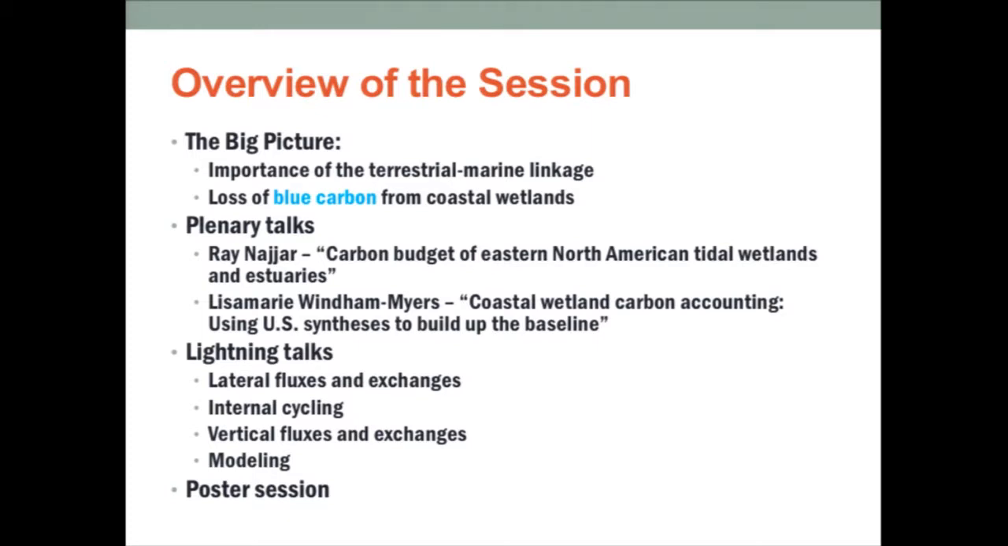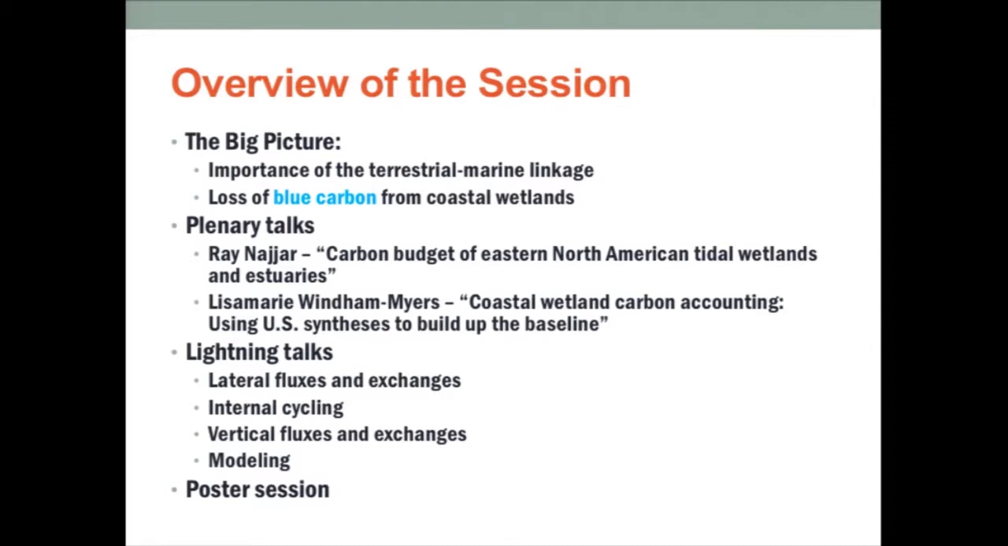And so in order to do that, we've taken a bit of an approach where we're going to have two plenary talks first. So Ray Najjar is going to speak, and then Lisa Marie Windenmeyers. And so those will give you more in-depth presentations about this issue from a couple different perspectives, and then also set the stage for a series of lightning talks that we'll have after the break.